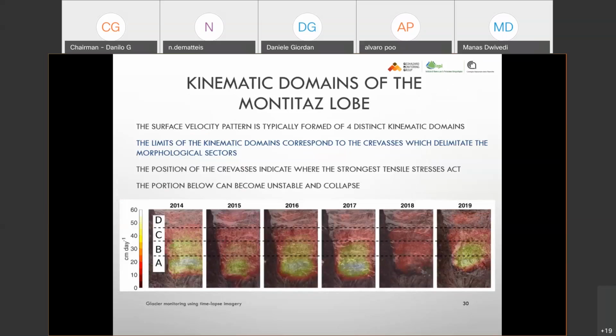In fact, until 2018, there were 4 distinct kinematic domains, and the most unstable was the frontal one, domain A, which usually had a volume of 50,000, maybe 100,000, that is not dangerous because probably a collapse of this volume cannot reach the bottom of the valley.